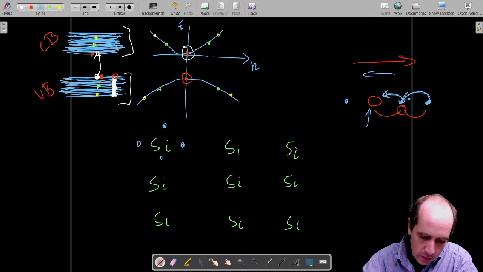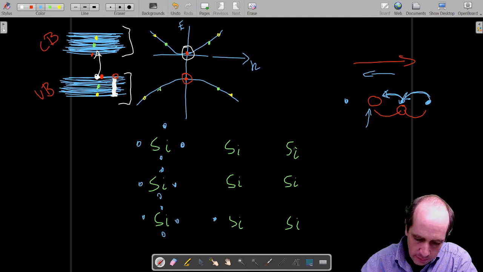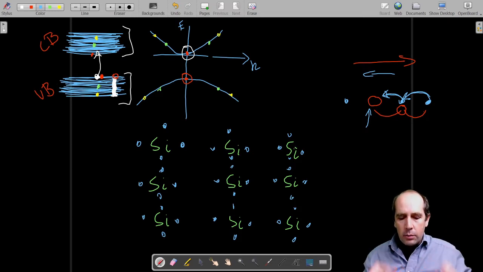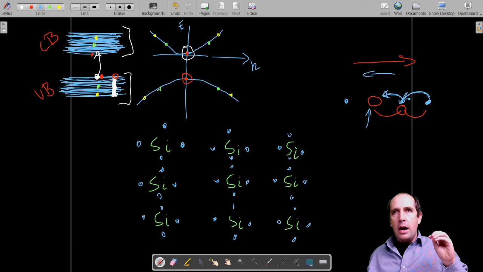Okay, so this one will have 4, this one will have 4, this one will have 4, and of course it's an infinite lattice, so this goes on in 3 dimensions, right? And so we have something that looks a little bit like this. So we have these 4 electrons that each one of the atoms supplied.